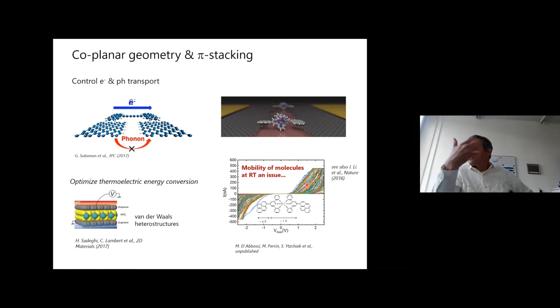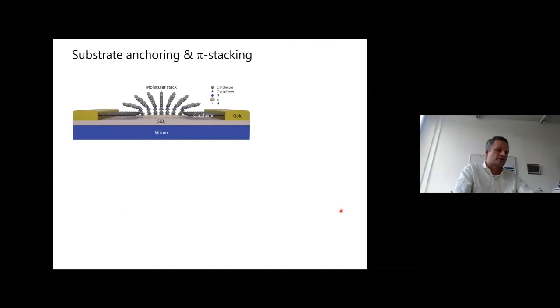This is also the same point I was trying to make with the break junction before, right? At room temperature, things move around, and it's really not so easy to stabilize the thing. You see that the IV characteristics go everywhere here. So that's not satisfying. So how can we try to design a system that is more stable? That was a little bit the endeavor which we were trying to do.